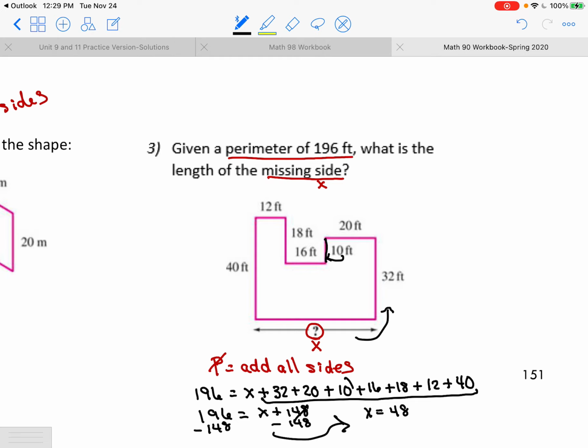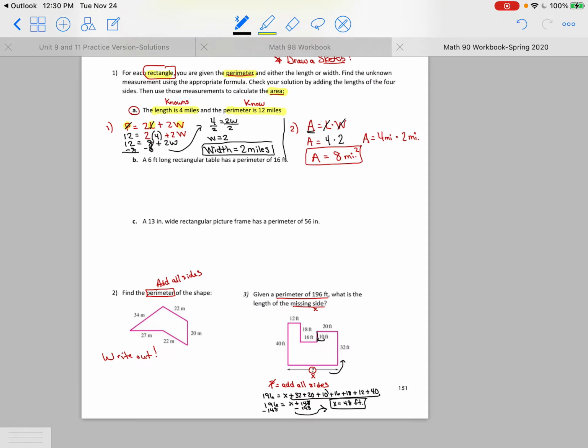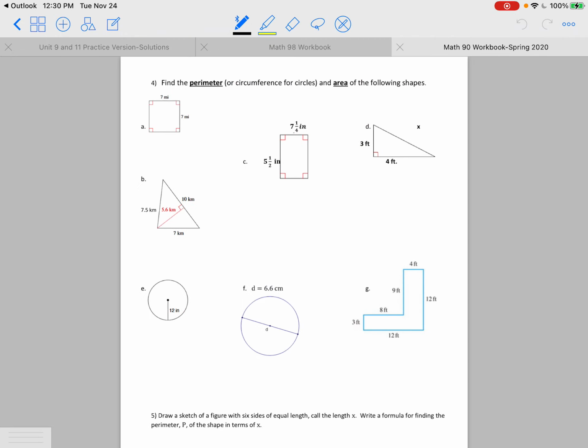And I'm asked to solve for the side length. This is a geometry problem, so I want to make sure that I include my units in here. So these are linear units, so x is equal to 48 feet. All right, let's move on. Let's actually take a look at problem number 4. So in problem number 4, we're also asked to find the perimeter or the circumference, if we're talking about the circles, and the area of the following shapes.